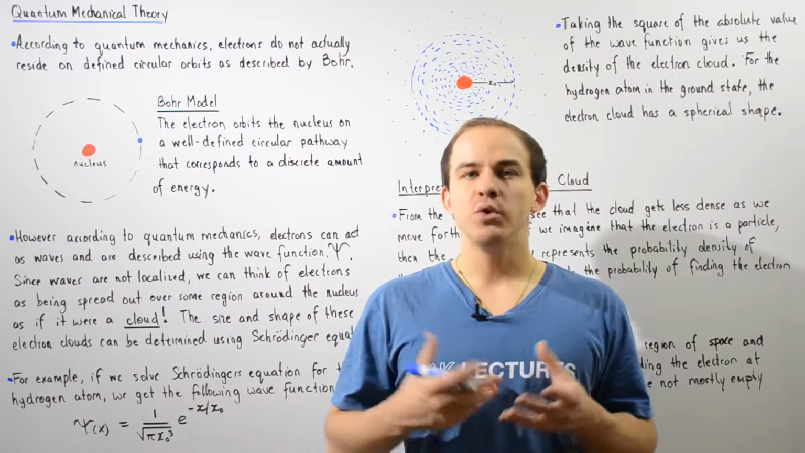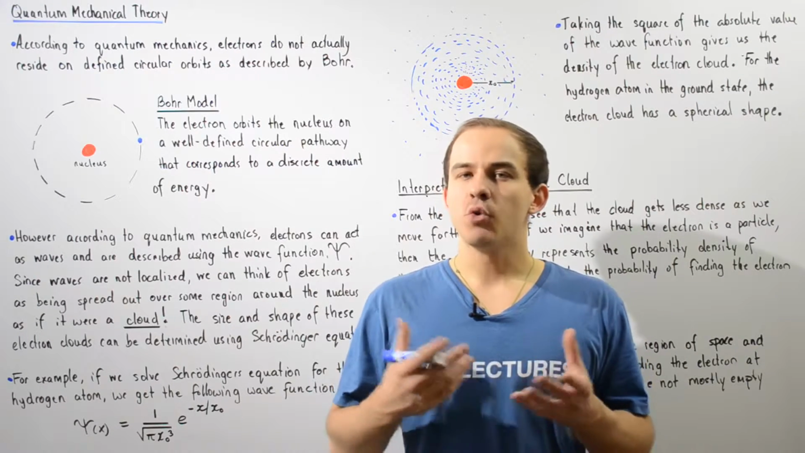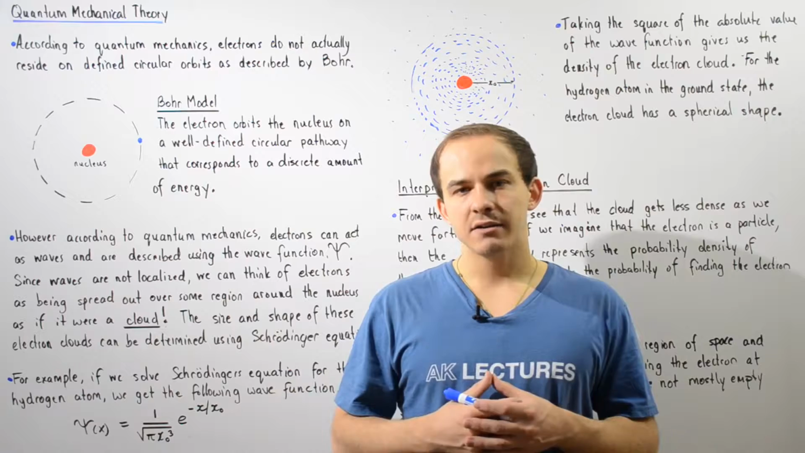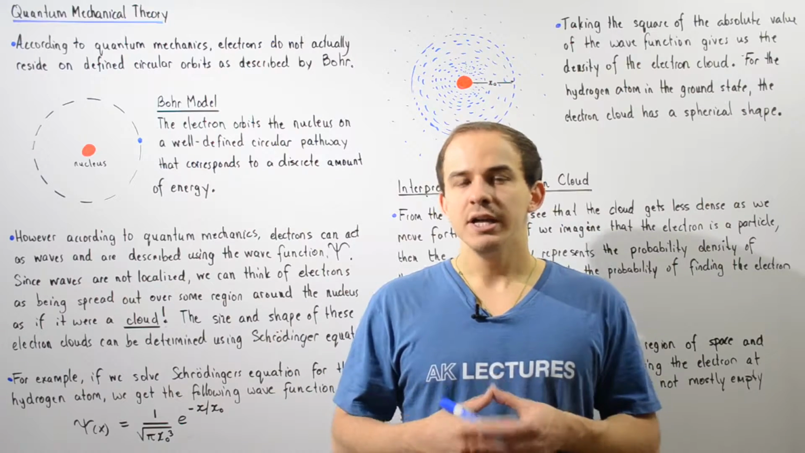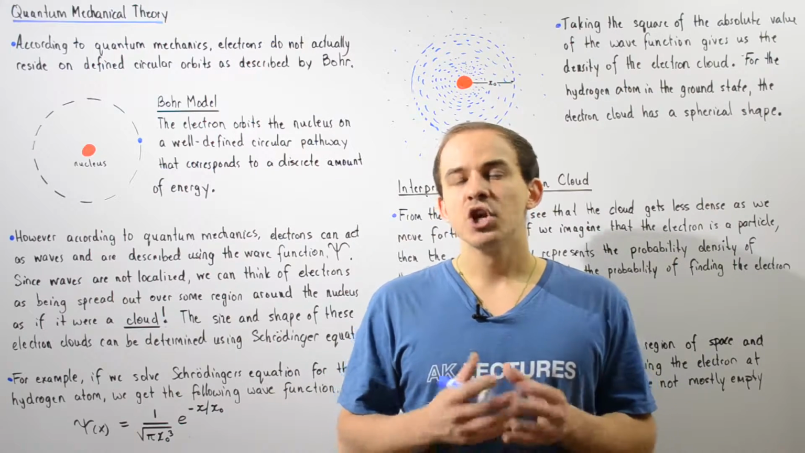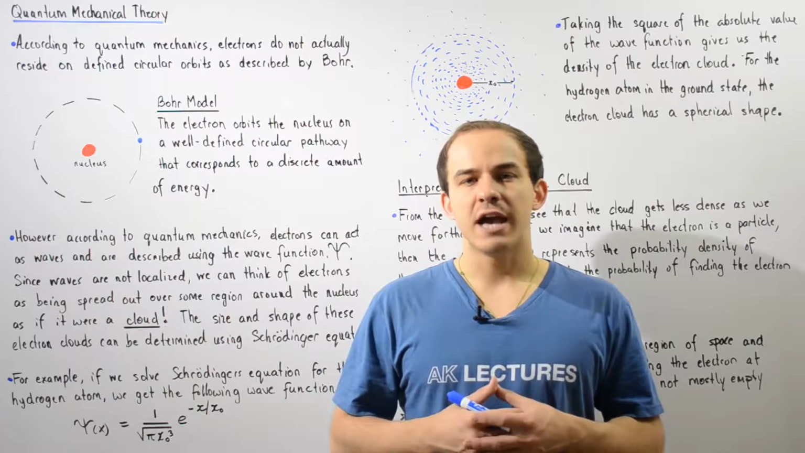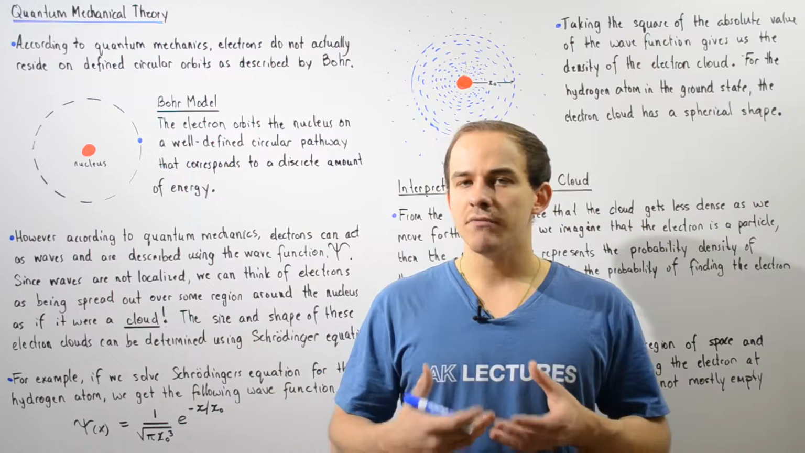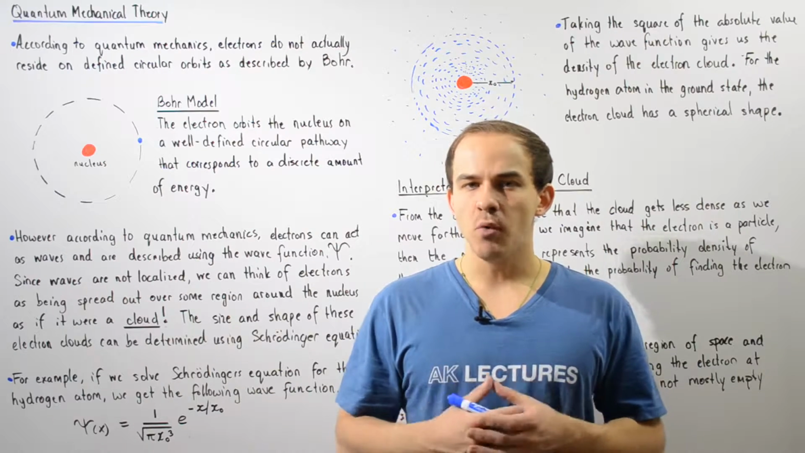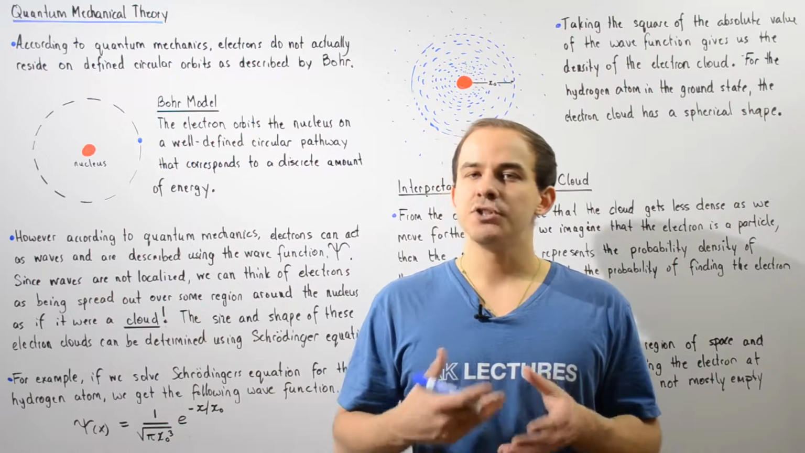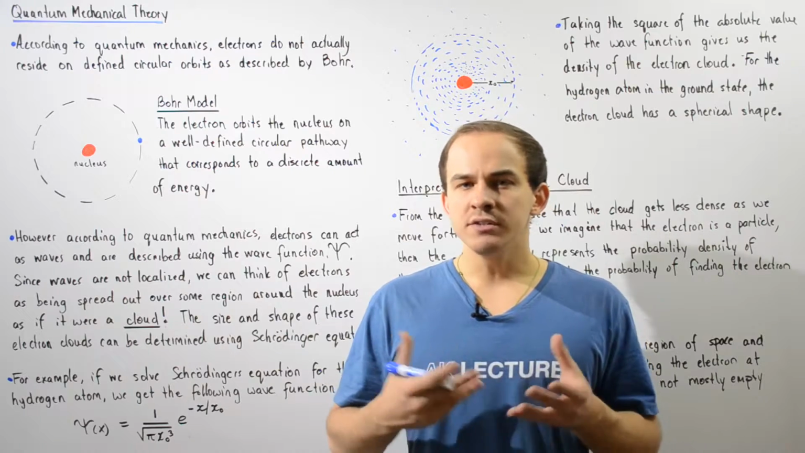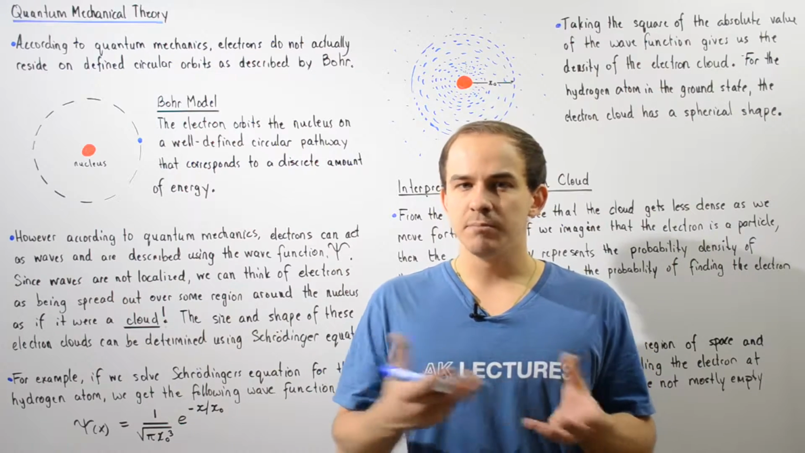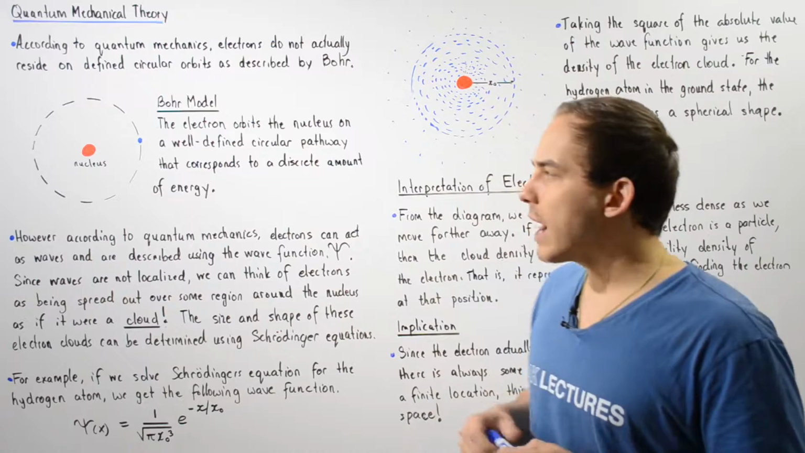In this lecture, we begin our discussion on the quantum mechanical theory of the atom. This is basically the theory that uses quantum mechanics to describe the structure of the atom. So let's begin by recalling an earlier model of the atom as described by Niels Bohr that became known as the Bohr model.